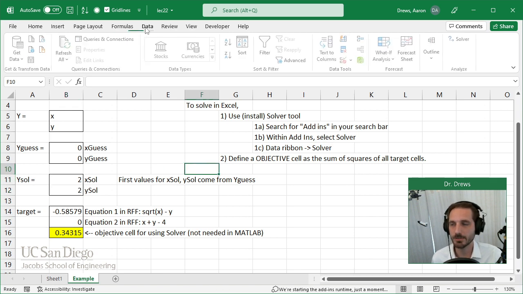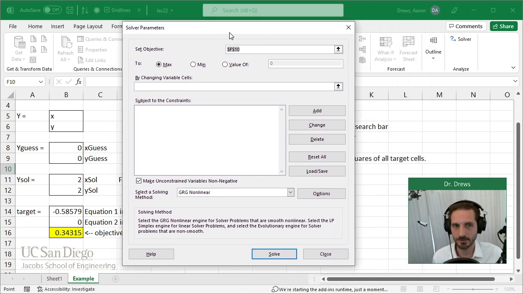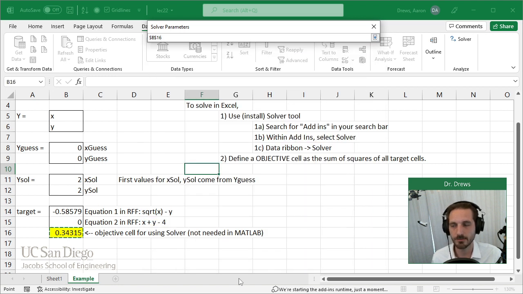So if we go into the Data ribbon and go over to Solver, you should get a window that looks something like this. I'll scooch it over to the side so you can see it around my camera. It reads in a similar way to Goal Seek when we were solving one equation for one unknown. The first thing it asks you is, what's your objective cell? So set objective. In this case, it's going to be, for us, cell B16 in the way that I've done it here.